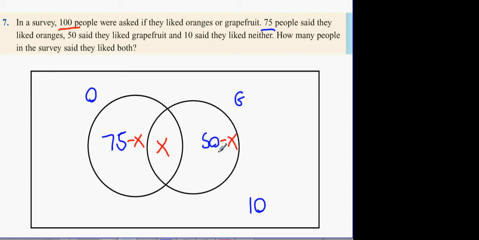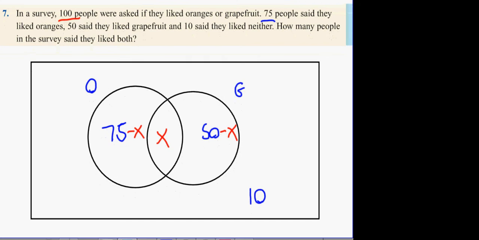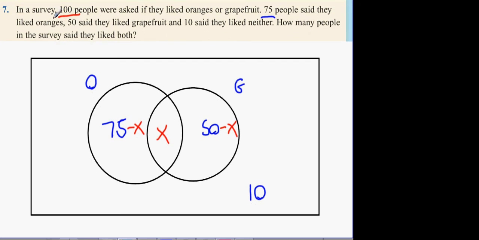Now, we're going to go for Oren. Oren, how do I finish this off now? What equation do I need to make? 75 minus x, plus x, plus 50 minus x, plus 10. Plus, because you're adding them all together. Okay, this represents all the people in the survey.